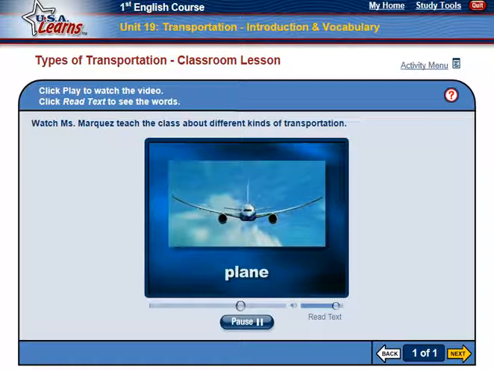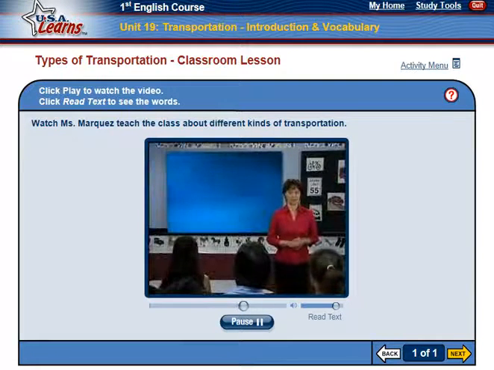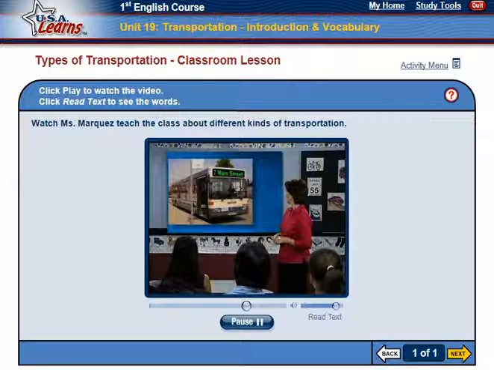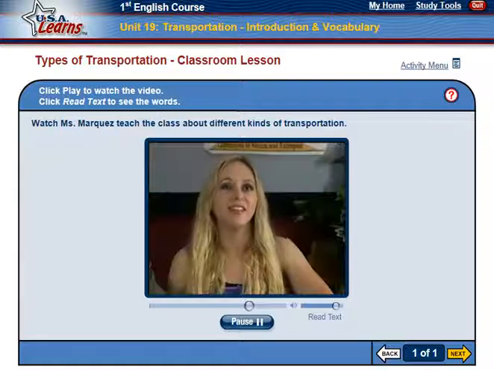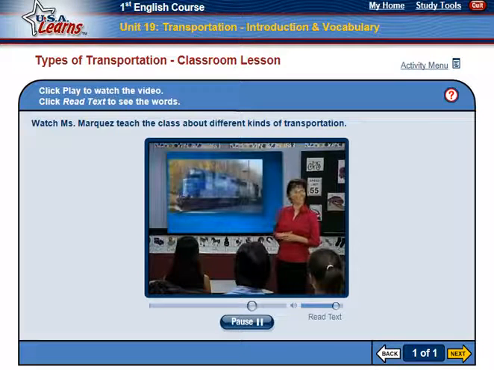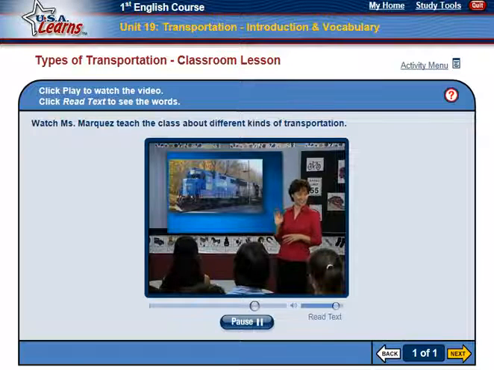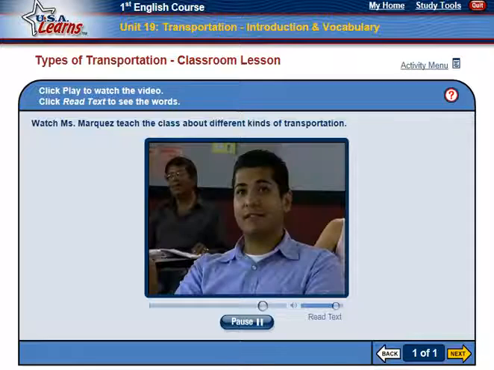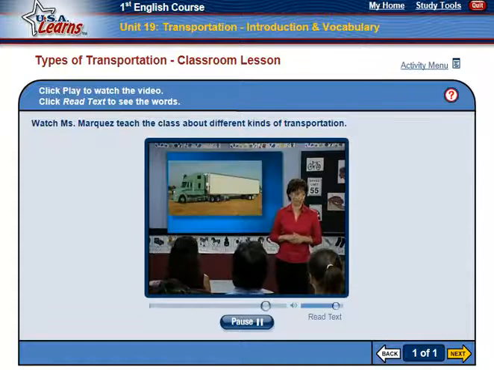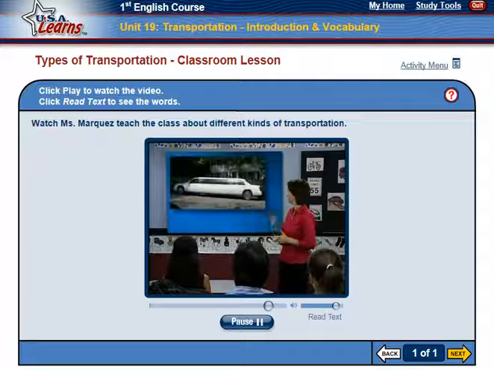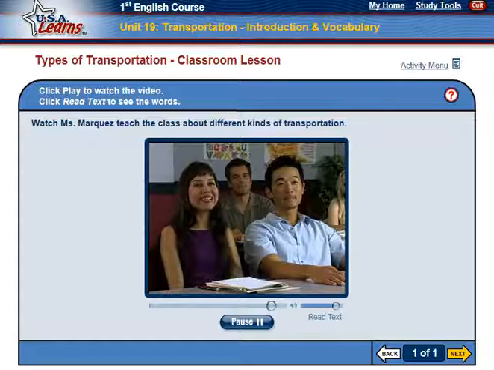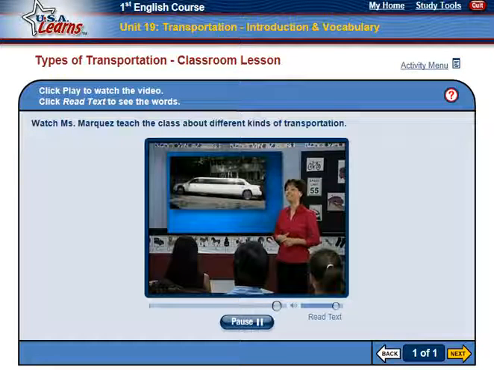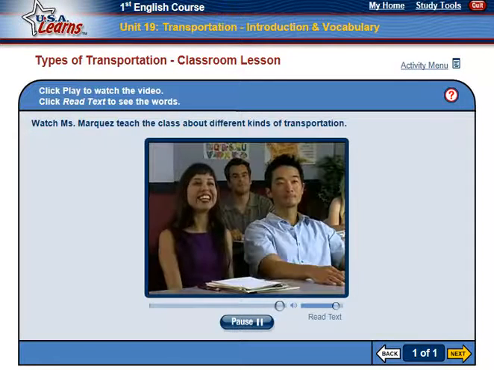Let's review. Elena, what's this? It's a bus. Lynn, what's this? It's a train. Roberto, what's this? It's a truck. Celia, what's this? It's a car, but I don't remember the name of it. It's a limousine. Ah, yes, a limousine. Good job.